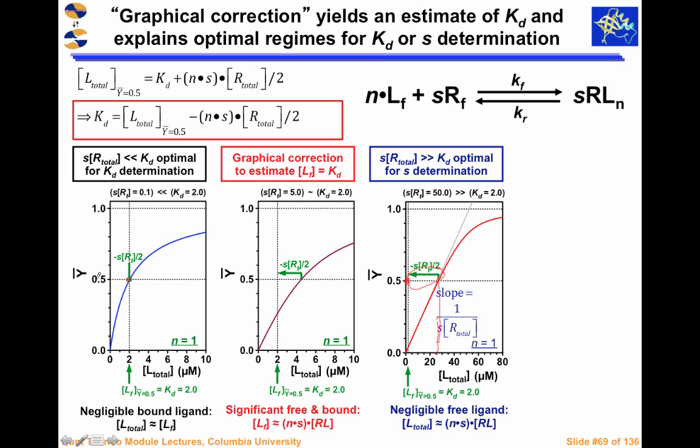And now we come down to this regime. The graphical correction is minimal. LF, if the graphical correction is minimal, the free is about equal to bound. This is basically an approximation in the LF binding curve. This is a great way to determine KD.